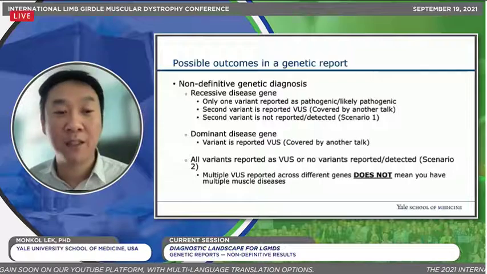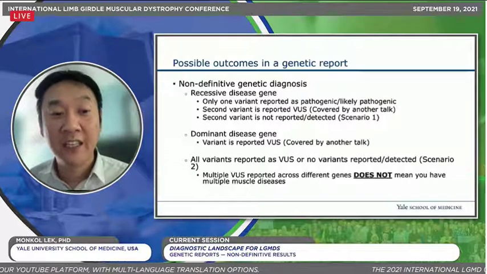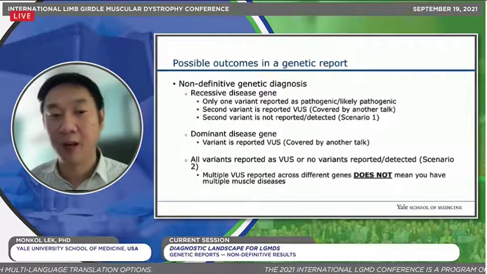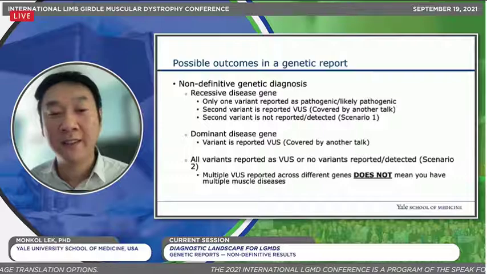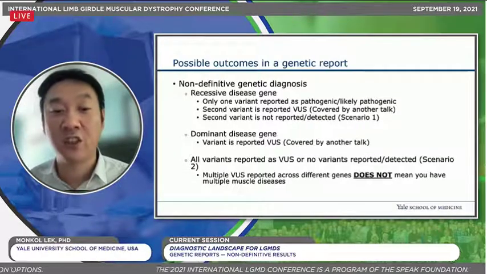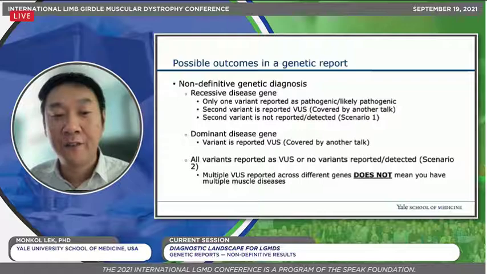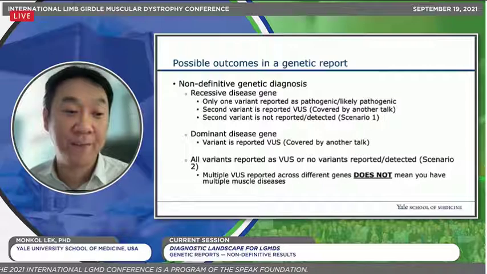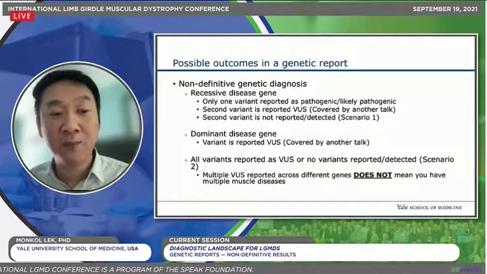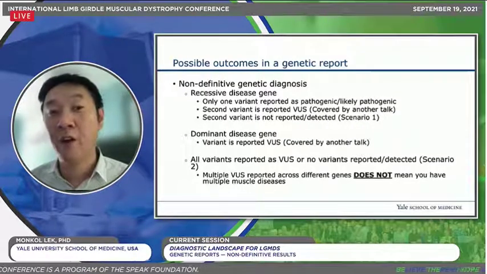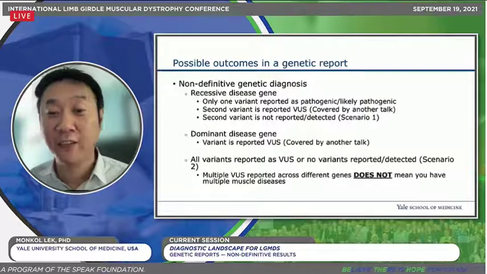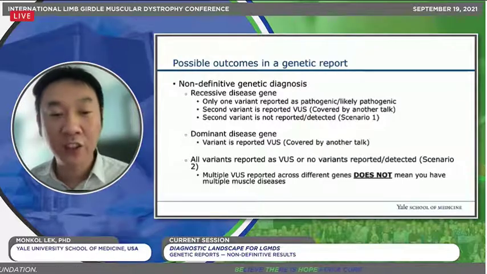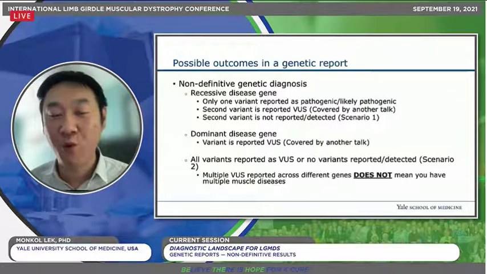The other possibility, if you have a dominant disease gene, is that the variant is actually reported as a variant of uncertain significance. Again, this will be covered by another talk. The possible ways that clinicians and researchers go and resolve a variant of uncertain significance, hopefully into either a pathogenic or a benign variant. And the last possibility is all variants are reported as variants of uncertain significance, or VUS, or no variants are reported or detected. So this is scenario two, and this happens more commonly than you think.